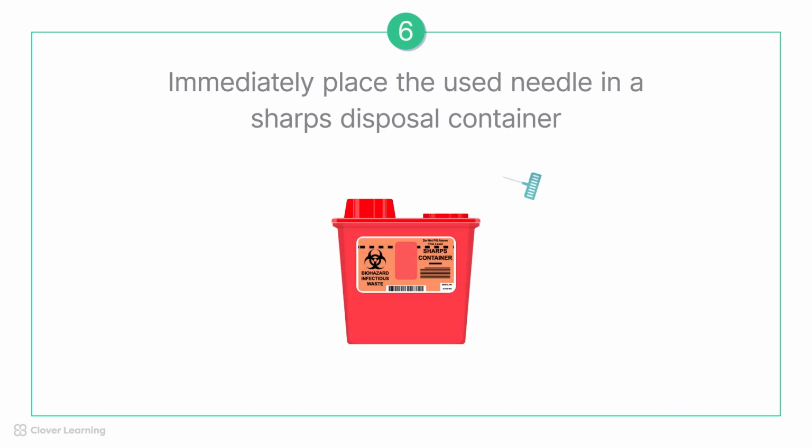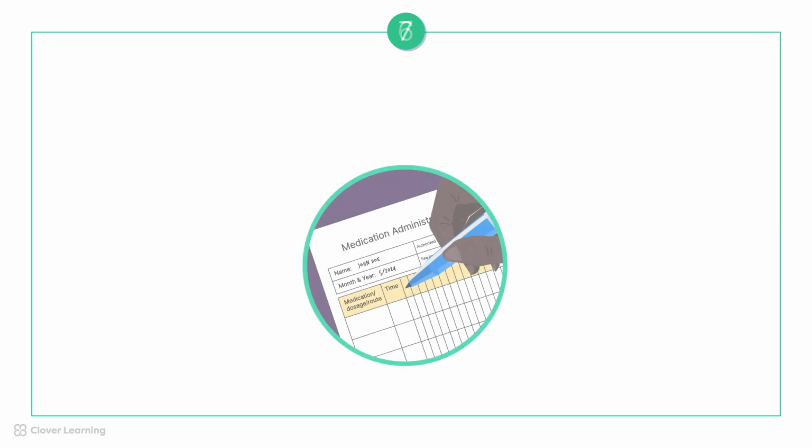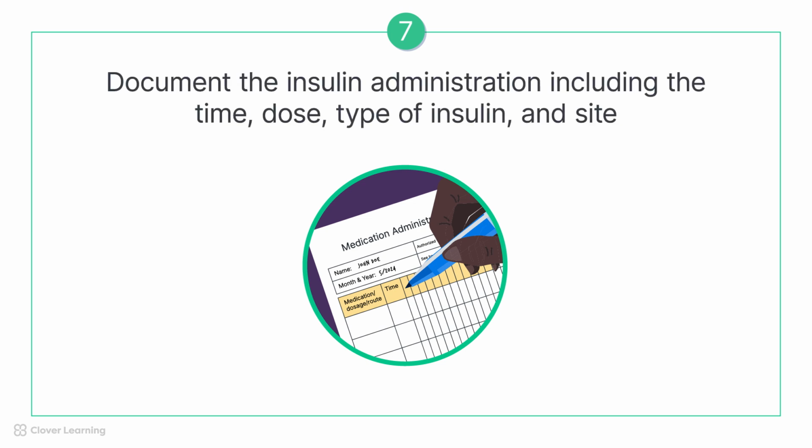To dispose of the needle safely, immediately place the used needle in a sharps disposal container. Do not reuse needles. Finally, document the insulin administration in the patient's medical record, including the time, dose, type of insulin, and injection site. Dispose of all used supplies according to facility protocol. Remove gloves and perform hand hygiene.